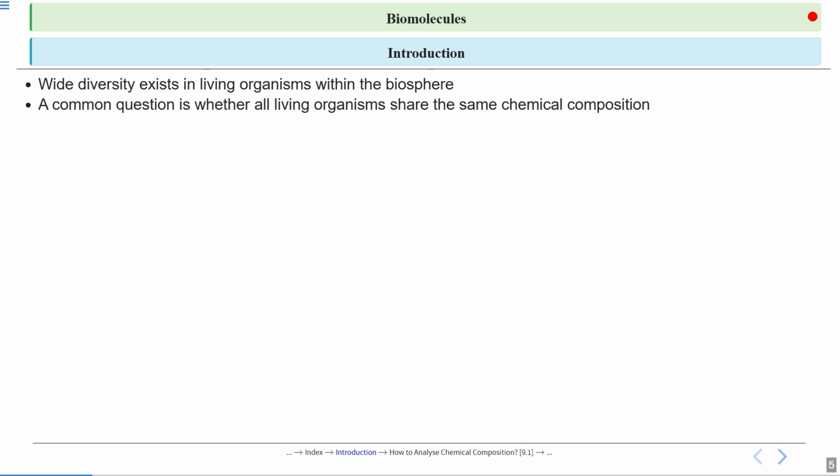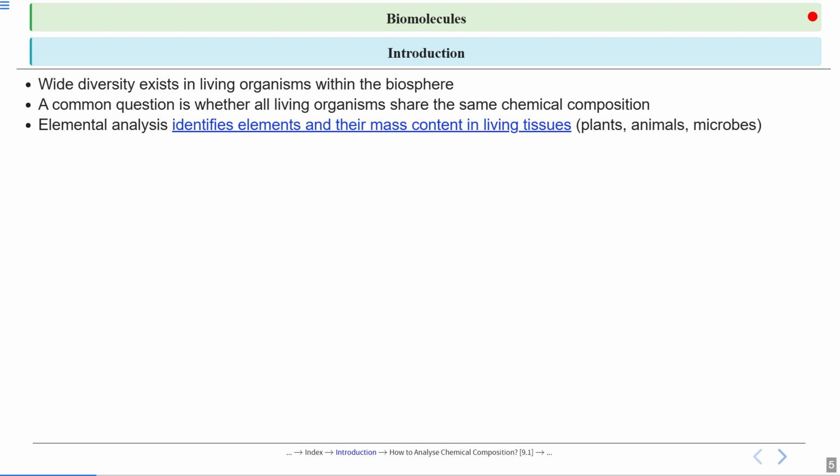Now, a common question arises here: whether all living organisms share the same chemical composition. Is all living organisms made up of the same elements, the same molecules? Is it true or not? We'll find out. Elemental analysis identifies elements and their mass content in living tissues. Living tissues can be parts of plants, animals, or microbes. All are living organisms.